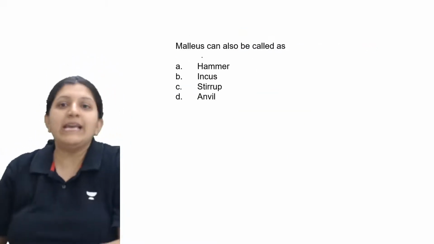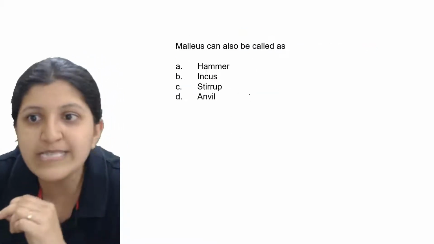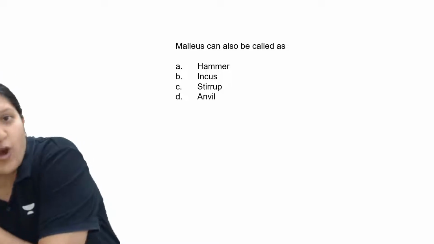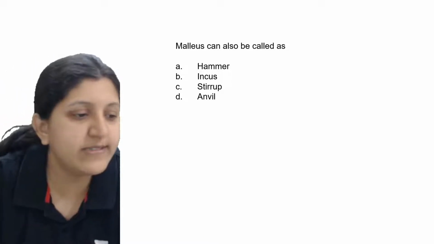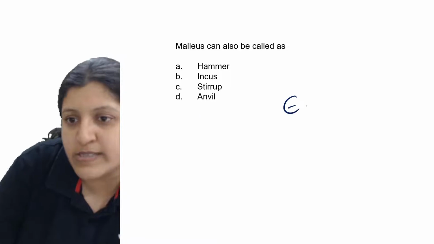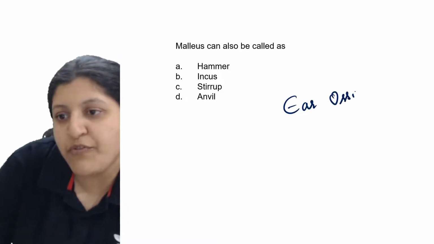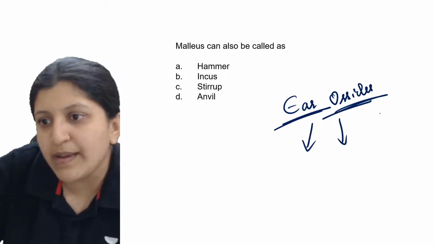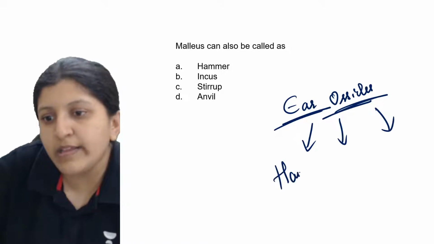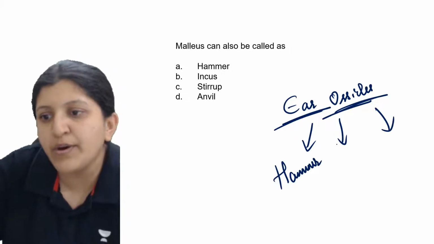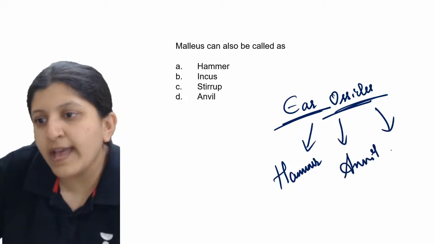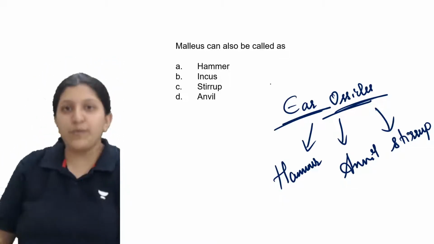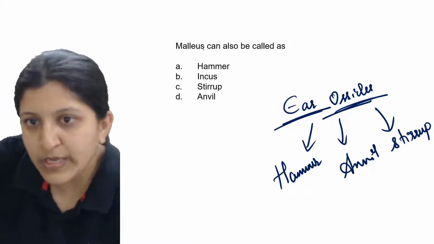All right, the malleus can also be called as what? I told you, you need to remember these biological terms for each of these ear ossicles. There are three types mainly. The regular names are hammer, anvil, and stirrup. So the malleus can also be called the hammer. This is the right answer.